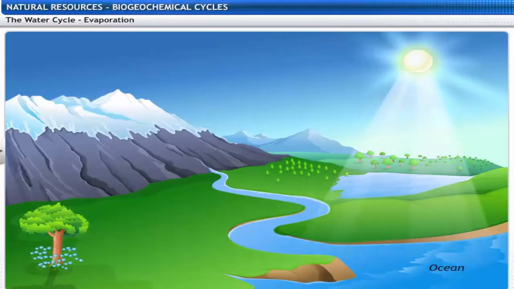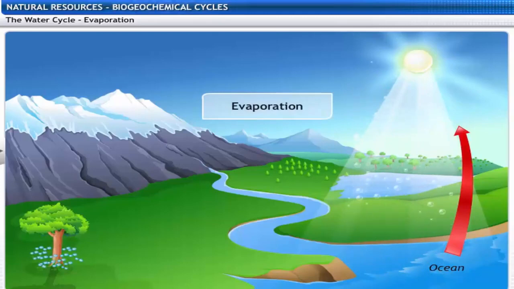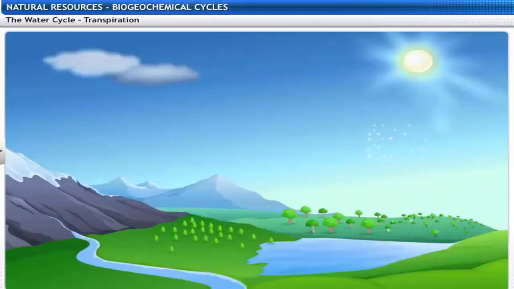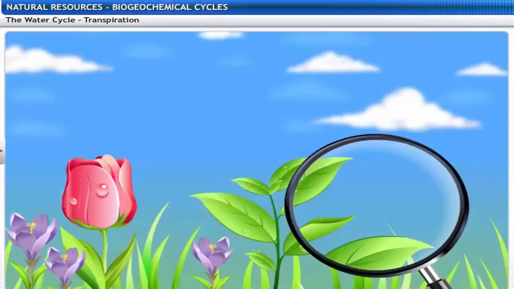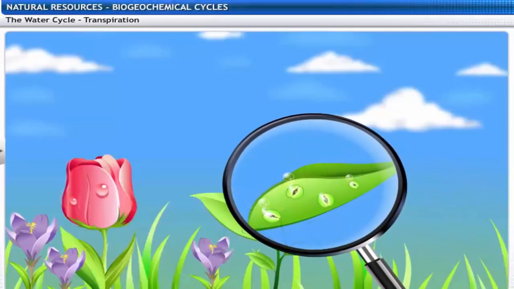When the oceans are heated during the day, water enters the atmosphere as water vapor by the process of evaporation. There is another way in which water evaporates into the atmosphere. This happens through transpiration. Water from plants evaporates as vapor into the atmosphere through stoma in the leaves and stems.